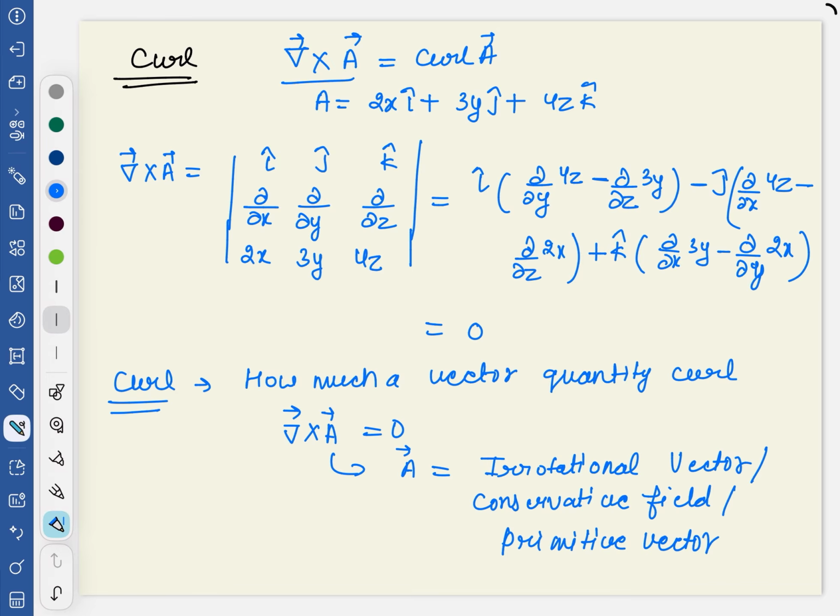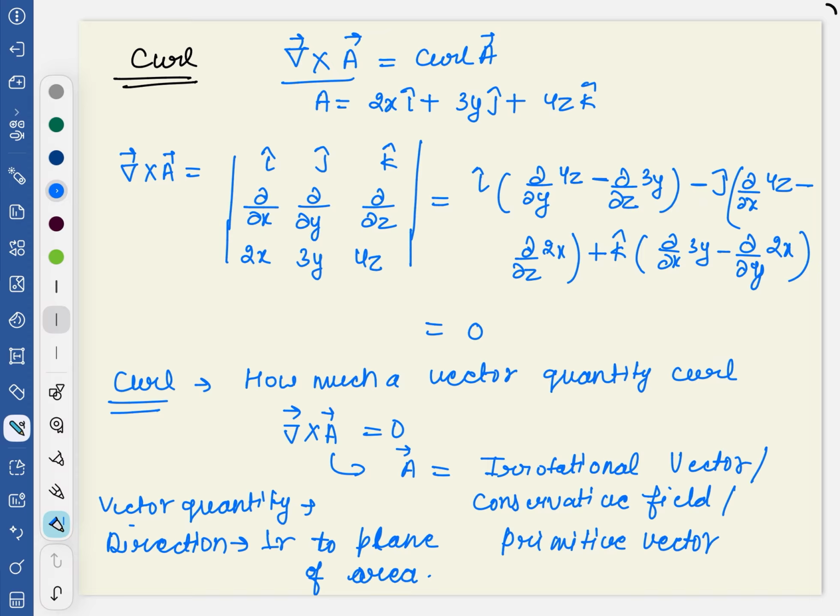And as it is a vector quantity, the direction will be perpendicular to plane of area. So the physical significance is the rotational property of vector A.